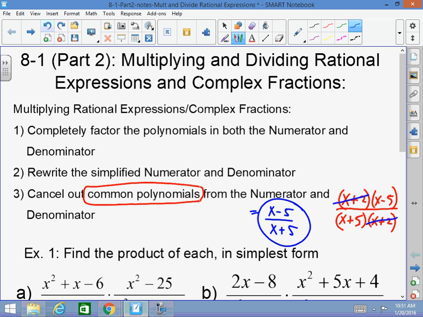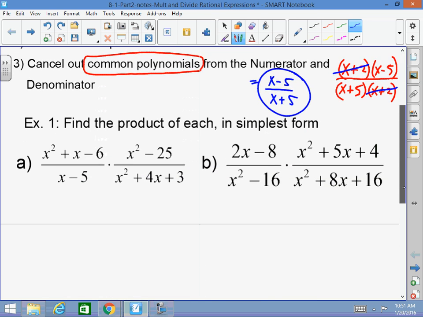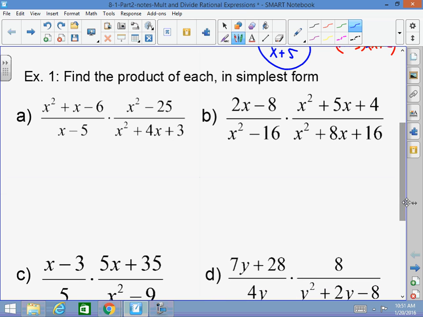And that's it, literally. So let's do it. If you know how to factor, you are going to do very well. If you don't know how to factor, I suggest you learn quickly. So let me get to it.